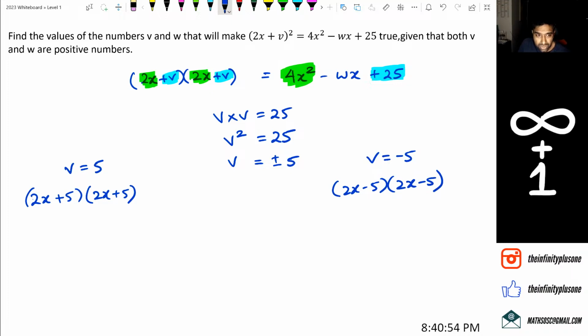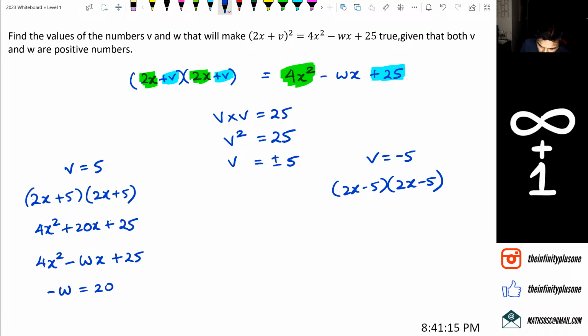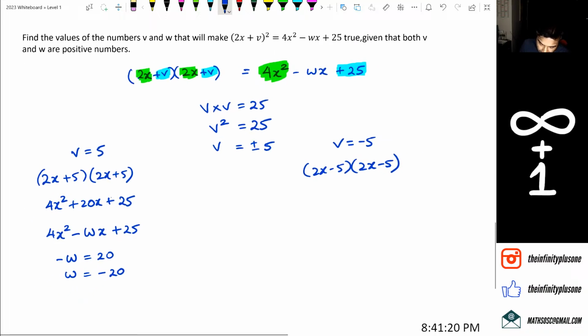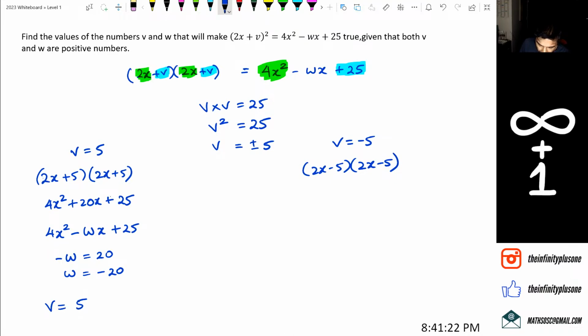So when we actually do this, we are going to get 4x squared plus 20x plus 25. But the actual equation says 4x squared minus wx plus 25. That means minus w equals 20, then w equals minus 20. So the first answer is v is equal to 5, w equals minus 20.